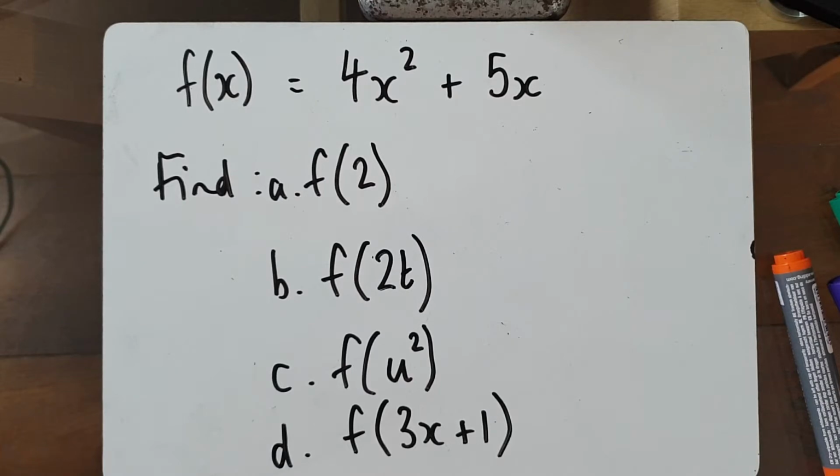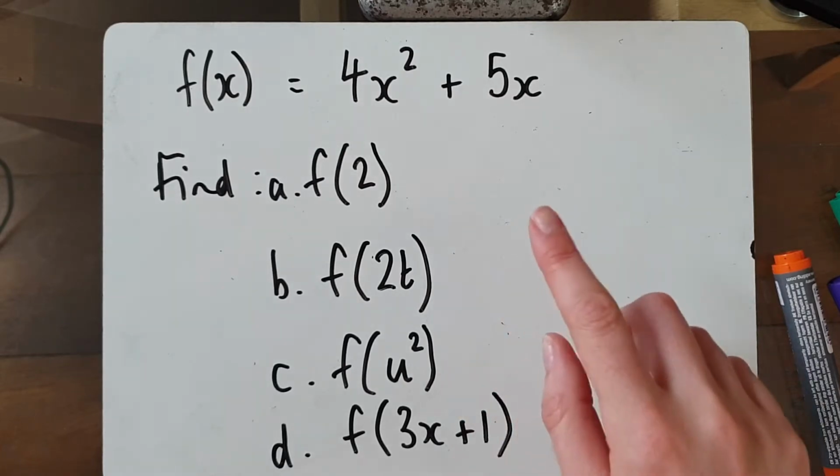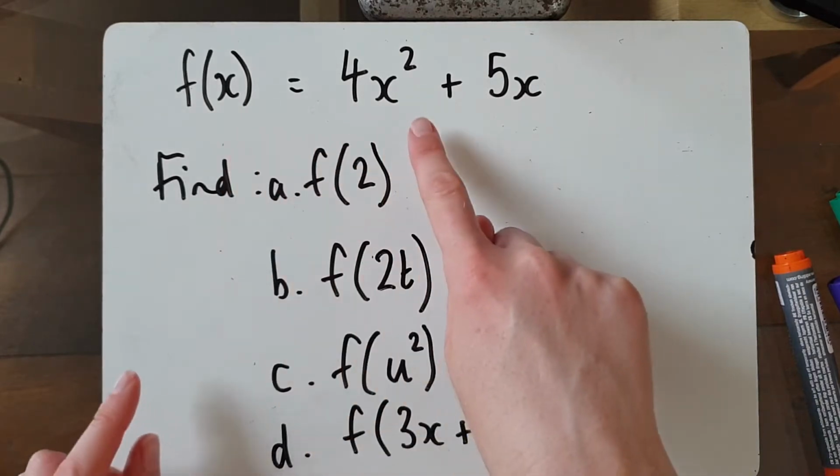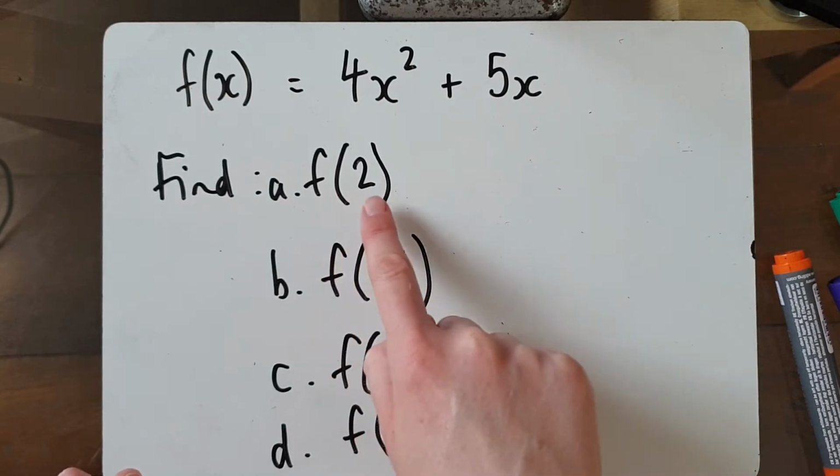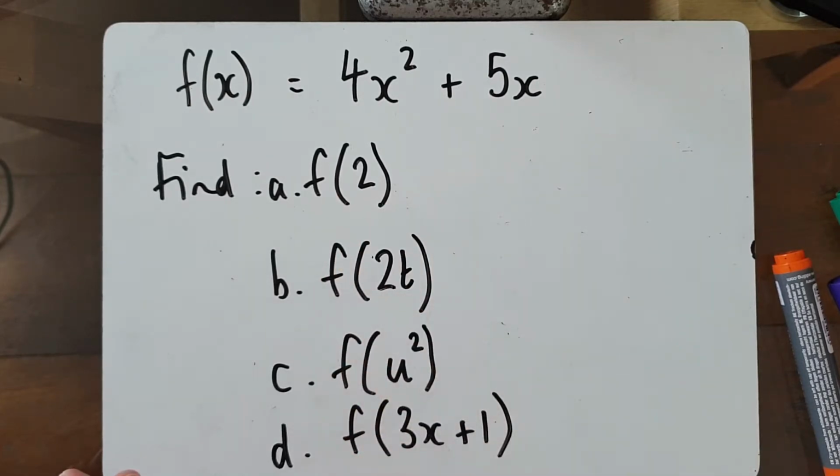However, first thing I want you to do as a starter, so I want you to pause the video and have a go at this question. So you've got f of x equals 4x squared plus 5x. I want you to find f of 2, f of 2t, f of u squared, and f of 3x plus 1. So pause the video now, please, and have a go at that.